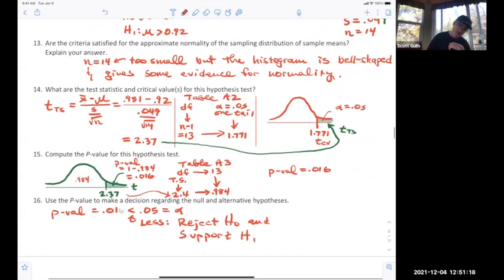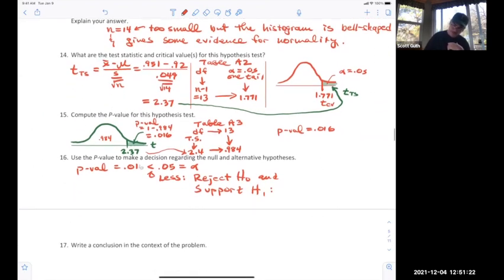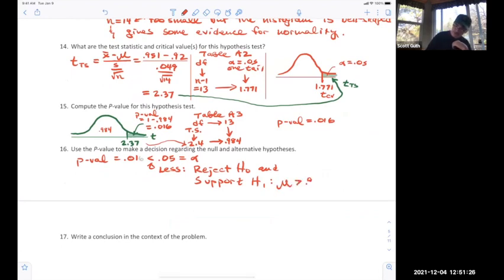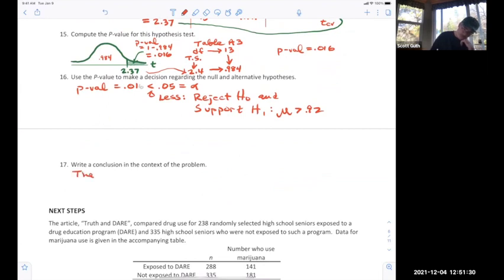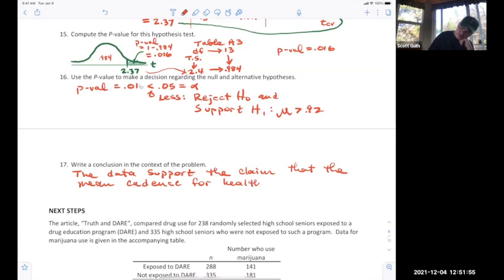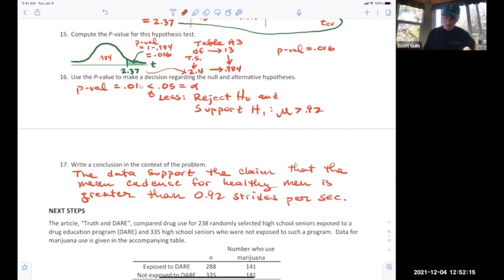Okay. The alternative said that the mean cadence is greater than 0.92 strides per second. And that's what we'll say down here. The data support the claim. Okay, so there you go. Done.